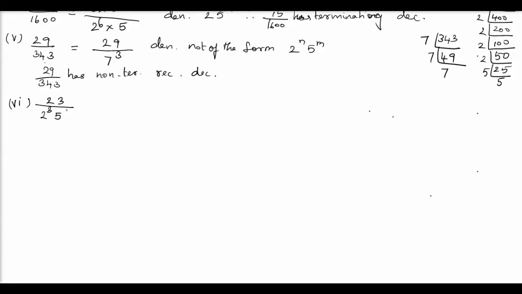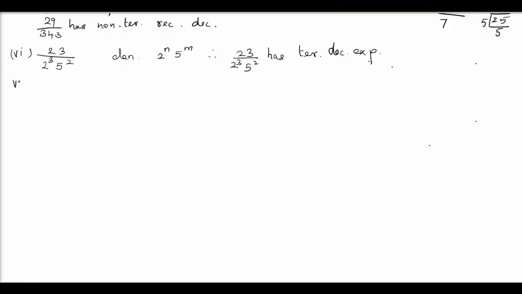Sorry, 2 cube 5 square. So here obviously we see that the denominator is of the form 2 power n into 5 power m. Therefore, the given number 23 by 2 cube 5 square has terminating decimal expansion. Pass on to subdivision 7.